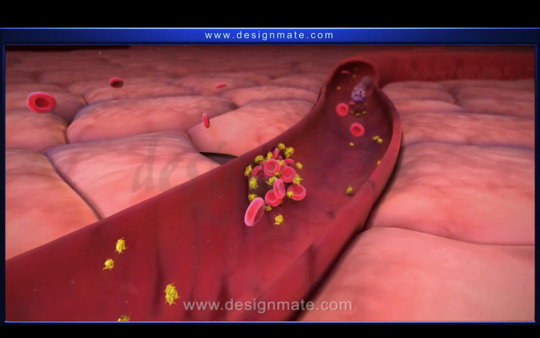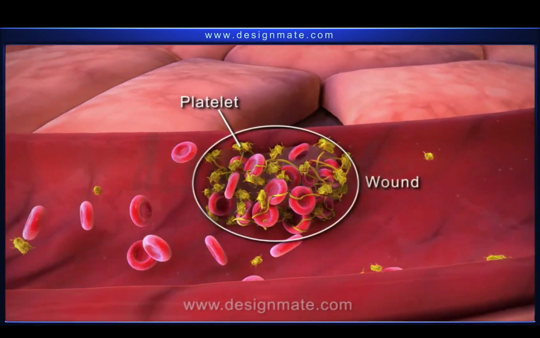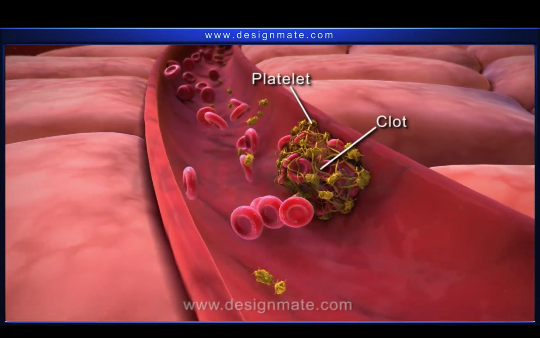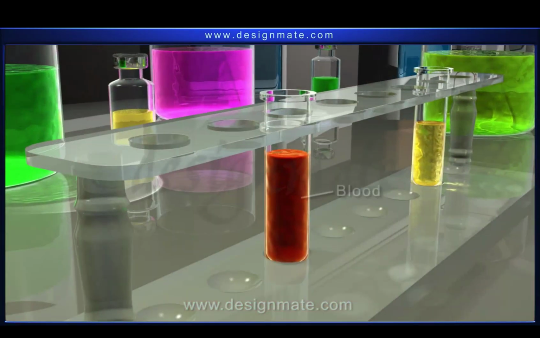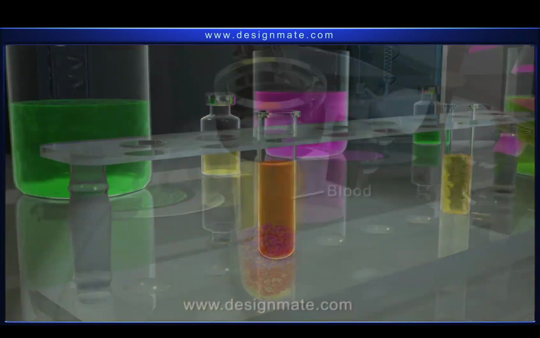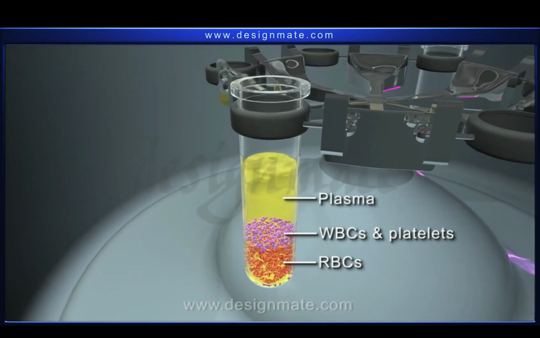The third type of cells present in blood are the platelets, which come into action at the site of a wound. They form a clot and prevent the loss of blood from the wound. All these cells are suspended in the plasma present in the blood and can be easily separated into distinguishing layers by centrifugation.